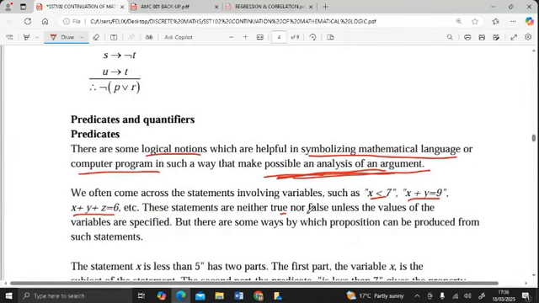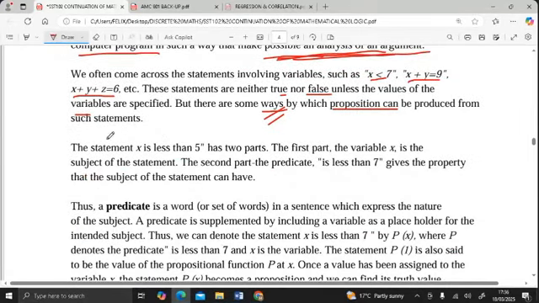That is it. And you find that these statements change from, in fact, just statements to propositions. Remember, propositions are statements whose truth values can be determined, either true or false. And that is exactly what we're saying here, that these statements are neither true nor false, unless the values of the variables are specified, and that is it.